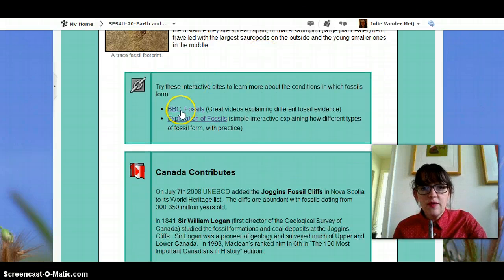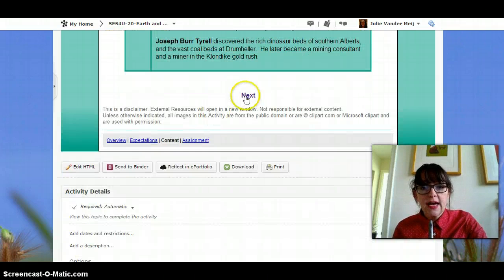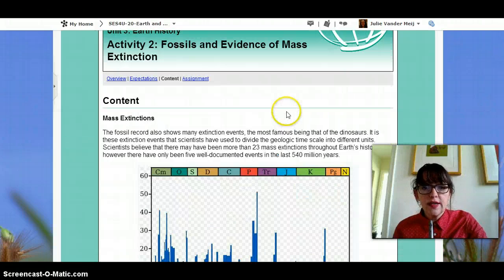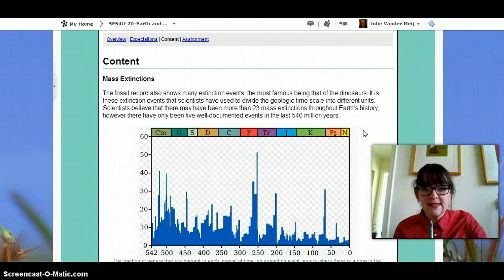You can try these two interactive activities. This BBC Fossils link takes you to some videos that are a really nice summary of different fossil evidence. And then if you go to the exploration of fossils, there's a very simple animation, quite basic, but also explains really well how different fossils form. As you go to the next page of the fossils section, you're going to see some information on mass extinctions.